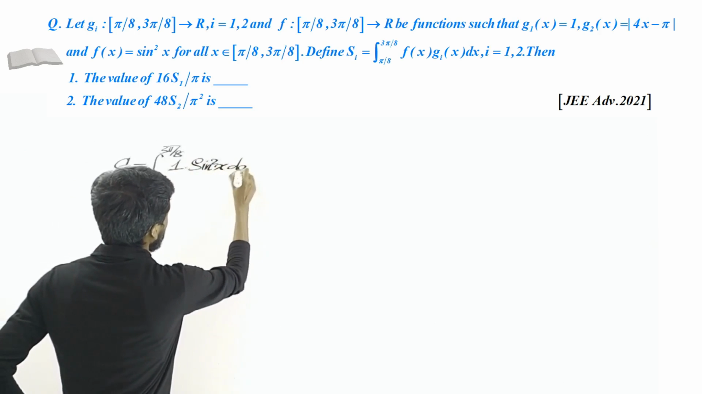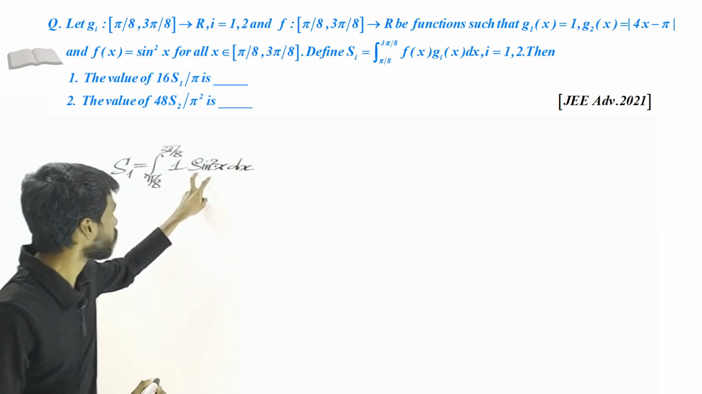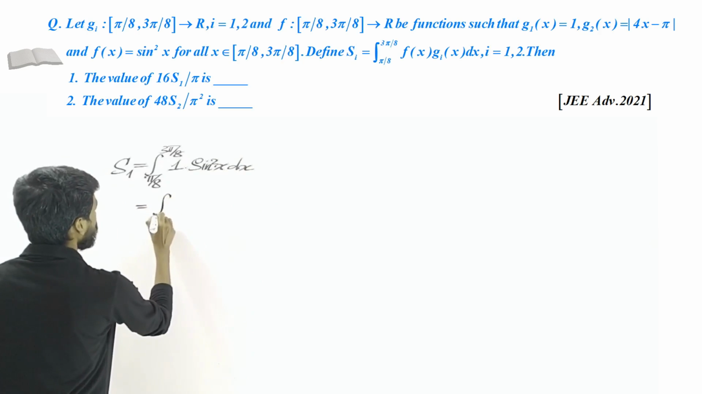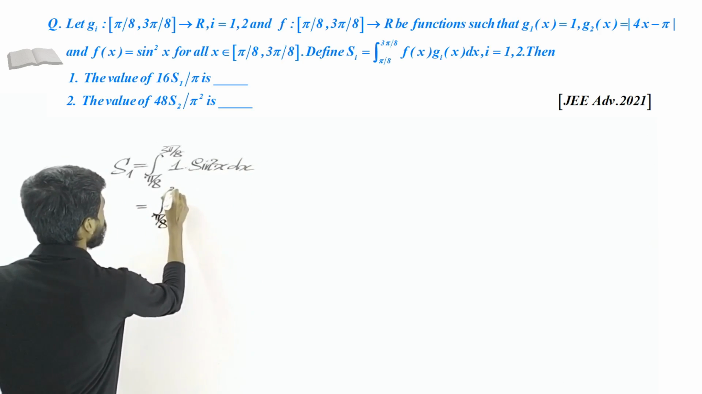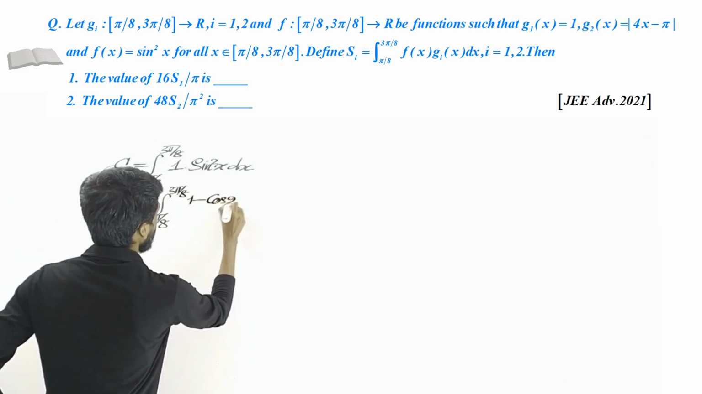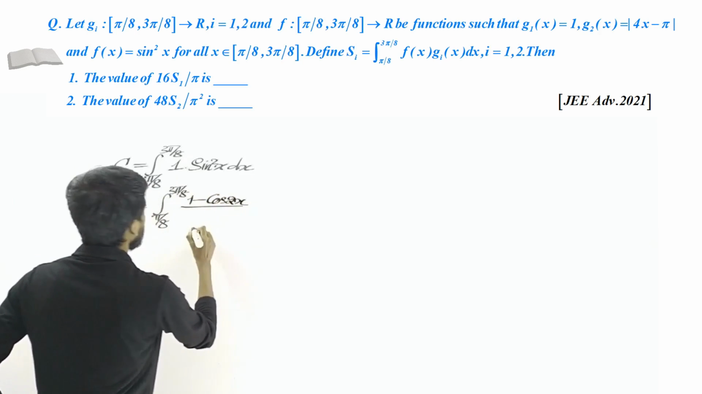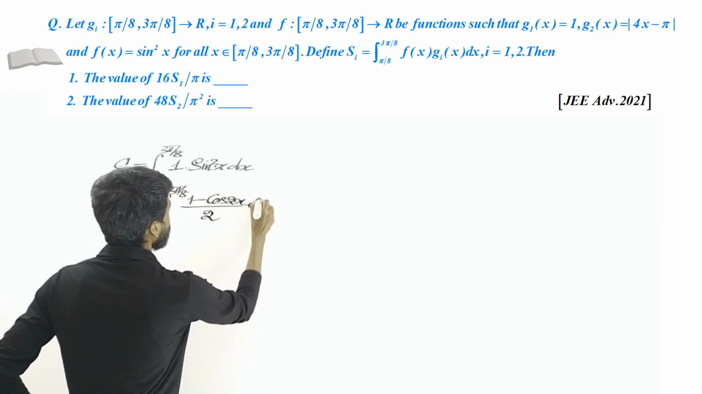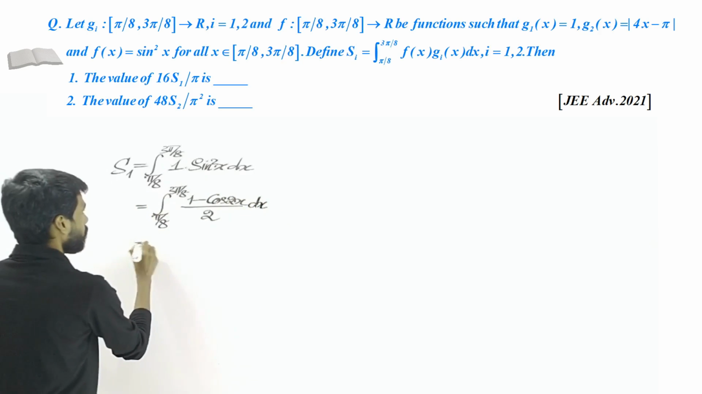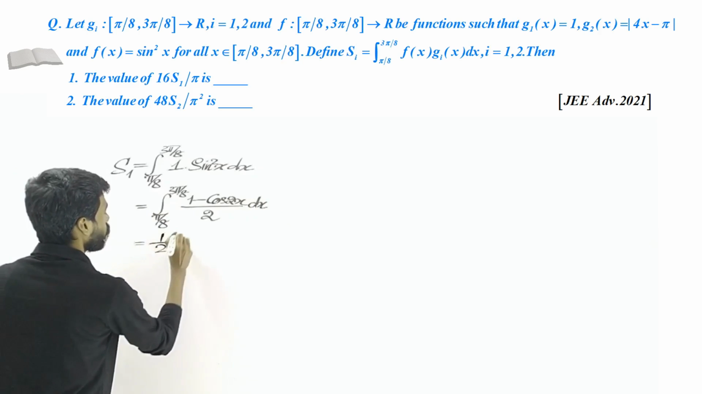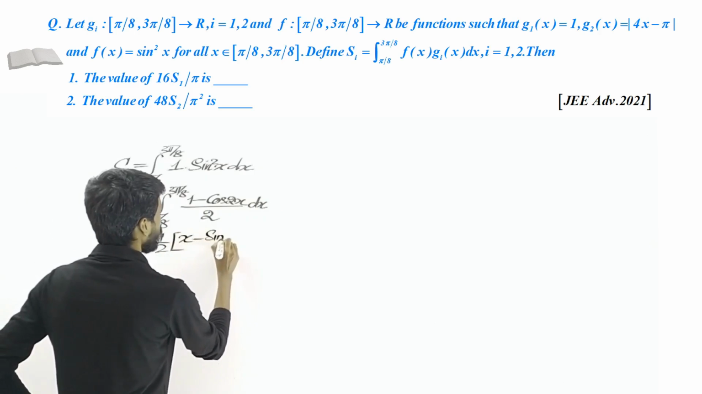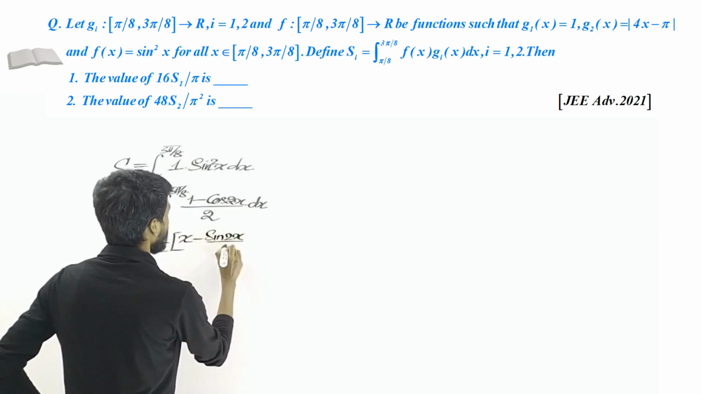So this integral is very easy to find, right? We have to just write sin square x using some trigonometric identities. So pi by 8 to 3 pi by 8, sin square x can be written as 1 minus cos 2x divided by 2 dx. Okay, yes. Now we can do the integration directly. So this can be written as 1 by 2. Integration is x minus sin 2x divided by 2.